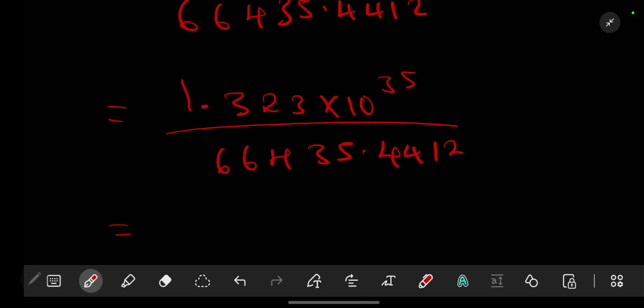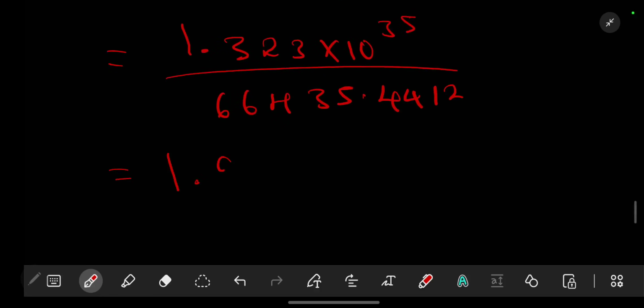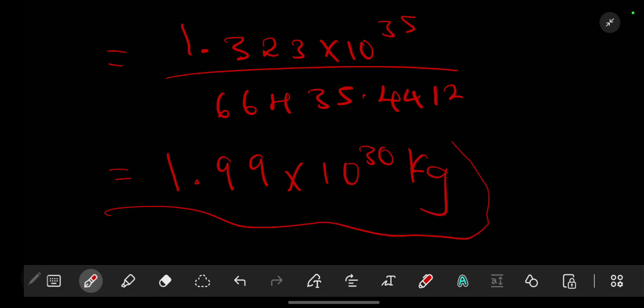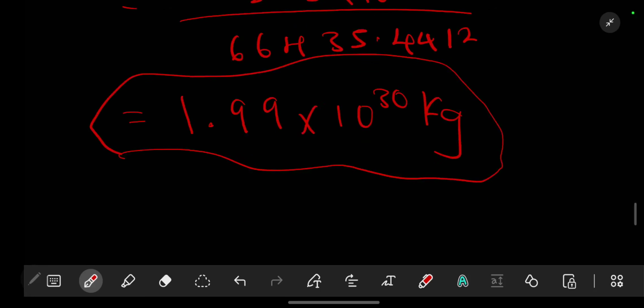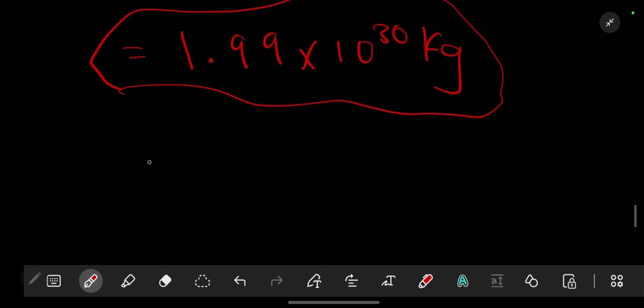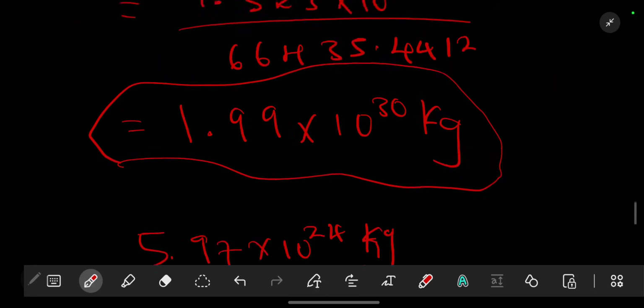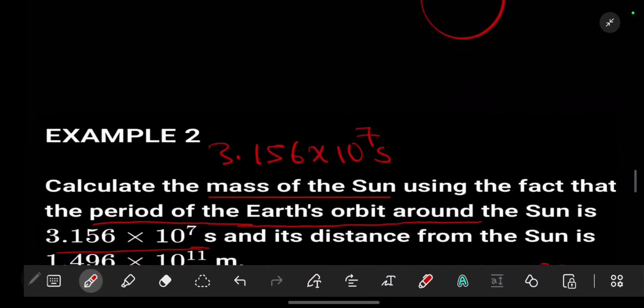everything in bracket, then divided by 66435.4412. This is giving me 1.99 times 10 to the power 30 kg. So this is the expectation of the mass of the sun. If you are given to find the mass of the earth, your expectation should be somewhere 5.97 times 10 to the power 24 kg, like that. So with that said, we have found the mass of the sun as required.